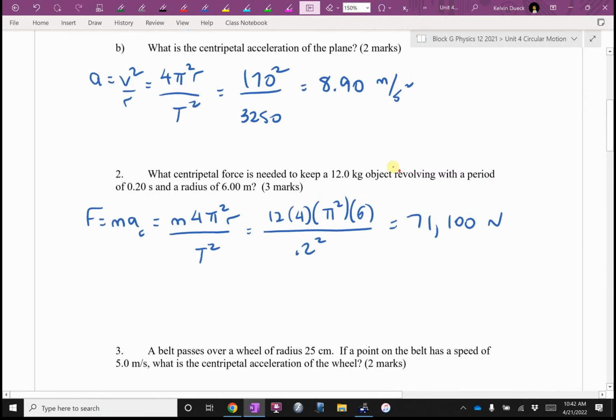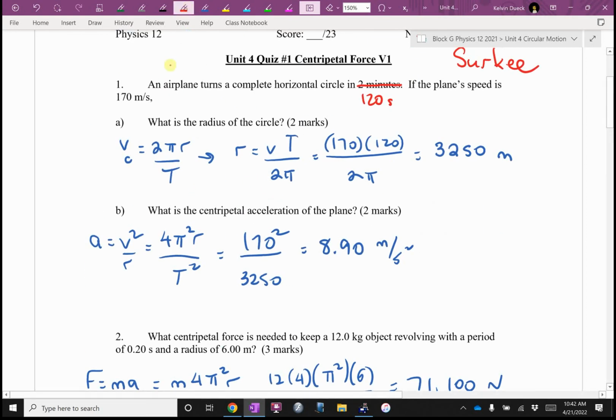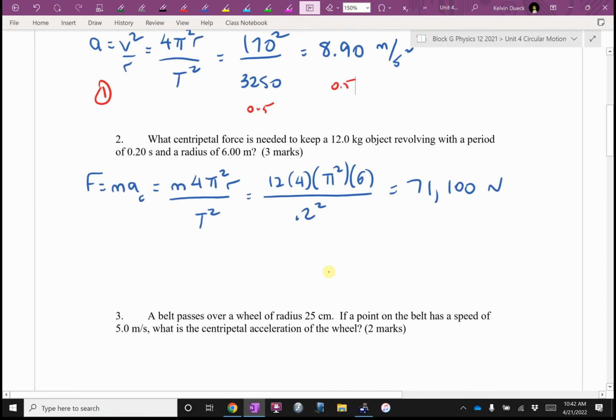But anyways, for the previous questions, I would probably go half mark, half mark, half mark, half mark, 1 mark, half mark, half mark. Here for 3 marks, I guess I would go probably something like this. 1 mark if I saw that, 1 mark for the numbers, 1 mark for the answer.